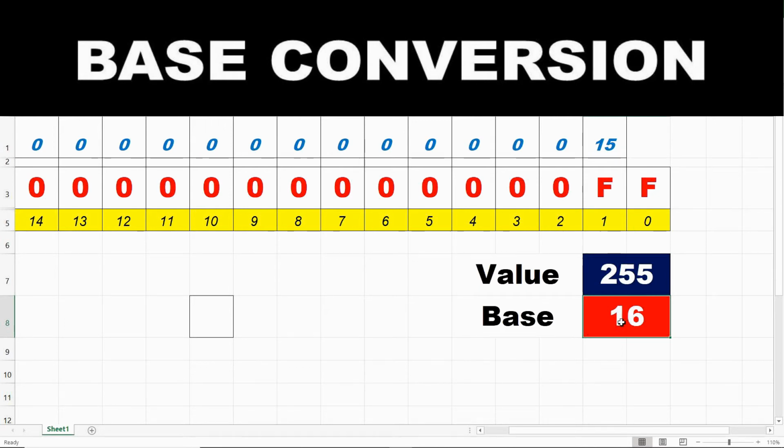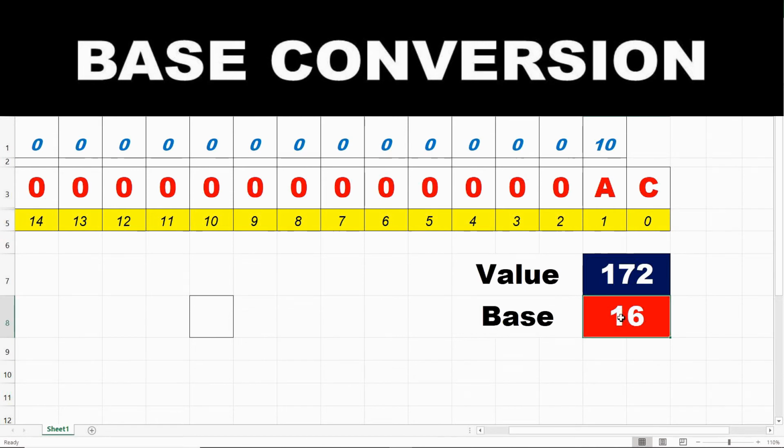Let's see the same value in base 2. In base 2, it is 11111111. Let's see what is 127 in base 2. It is 1111111. Let's take 172 in base 2. This is the number 10101100. The same number, if I take it in base 8, becomes 254 in base 8, and in base 16, which is hexadecimal, becomes AC.